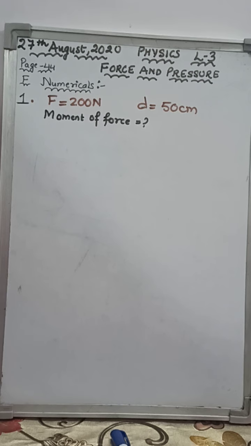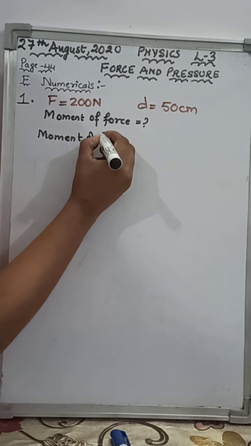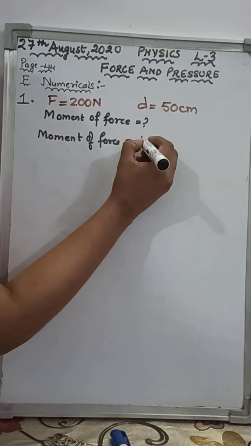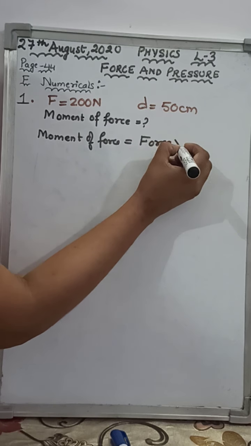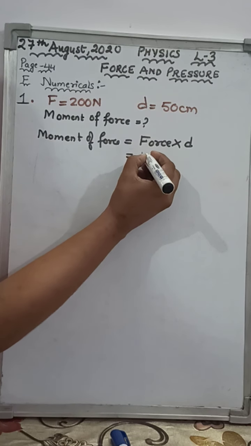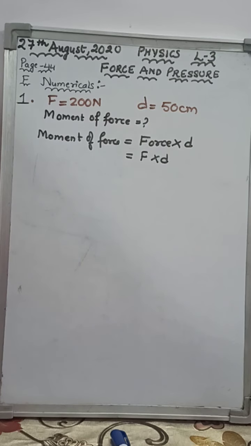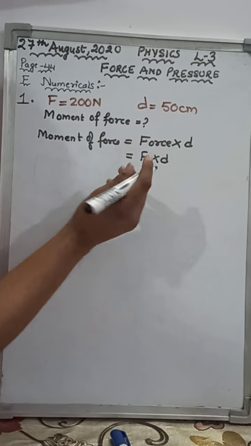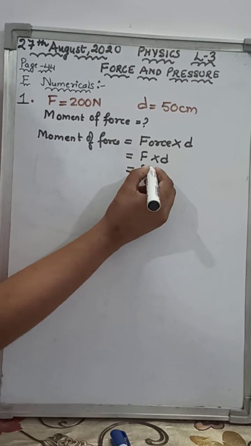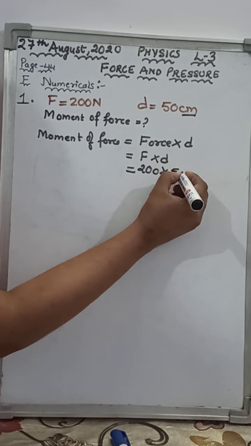So what is the formula for the moment of force? Moment of force is equal to the product of force and the perpendicular distance between the force and the turning point. Clear? So force is represented by F. Perpendicular distance between the force and the turning point is D. Now we'll put the value of force, given 200 Newton. Distance is given in centimeter, that is 50 centimeter.